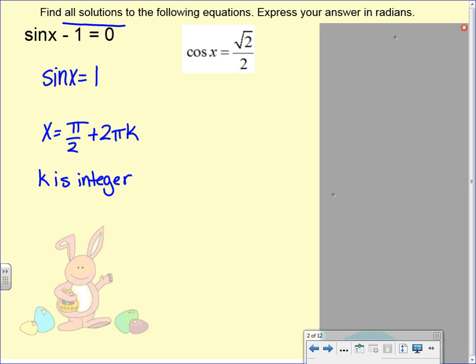All right, so this one, the cosine's already alone. You just need to find them on your unit circle. Where is cosine root 2 over 2? First quadrant. So quadrant 1, pi over 4. Is there any other place on the unit circle? Also at 7 pi over 4.